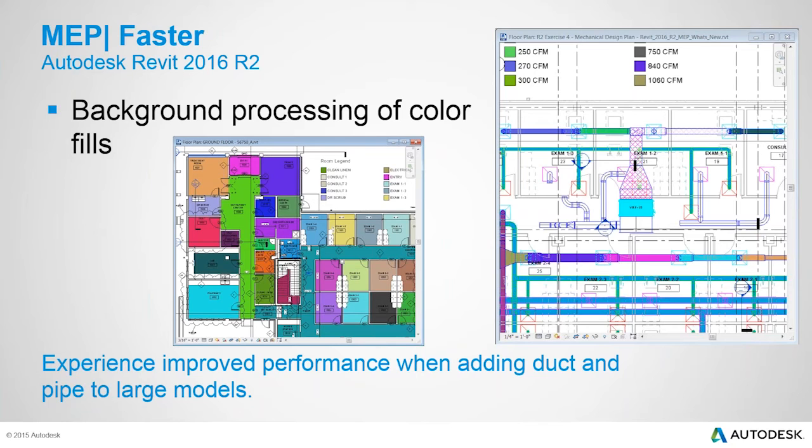So as we can see here, we've got a lot of information being processed. We've got a lot of color fills. We've got ductwork in there. And so there's a lot of graphical processing going on, and they've enhanced the rendering engines and the display engines to make this a much smoother operation. So you can now update a room, a space, an HVAC zone, duct and piping color fills, and it's now going to be using multiple CPUs.